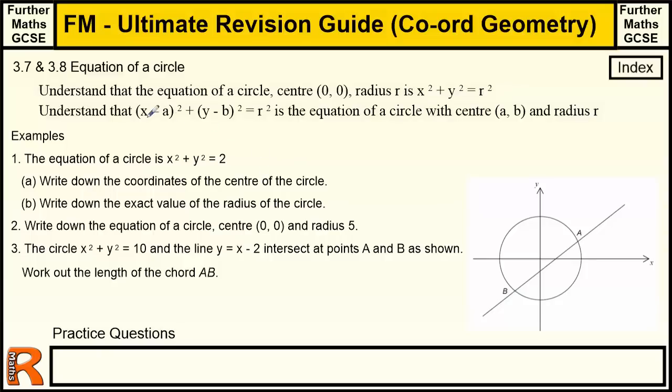And then we're going to go through the questions where we have the more advanced equation, where we have x minus a all squared plus y minus b all squared is r squared, which is the same equation except it's not centered on 0, 0, it's centered on a, b. So wherever the x coordinate is of the center, you take that away from x and square it, and whatever the b coordinate is, you take that away from y and square it, and then you have the radius squared again.